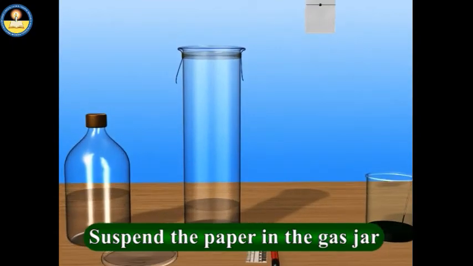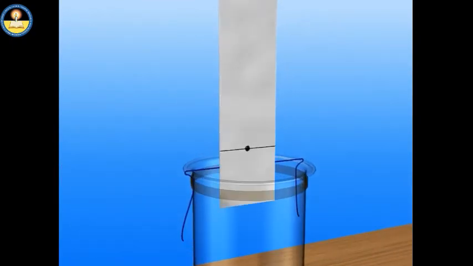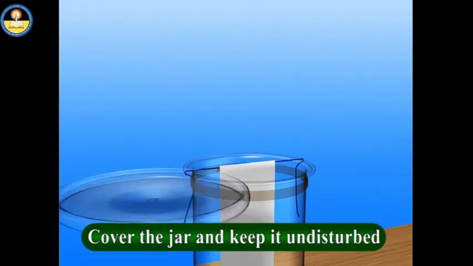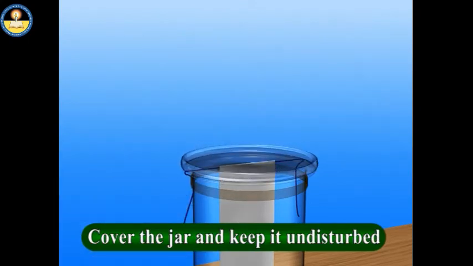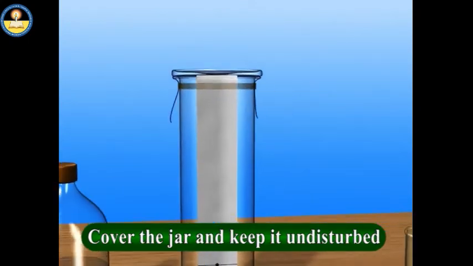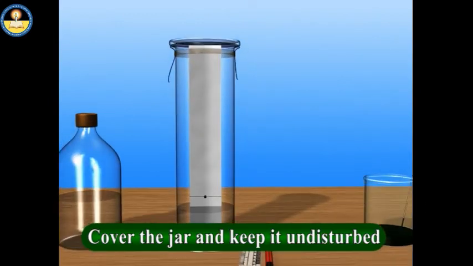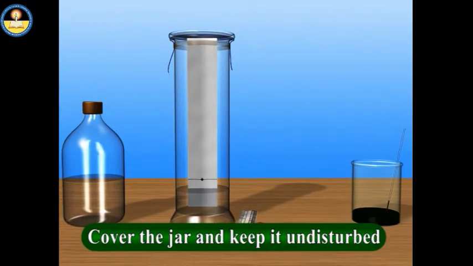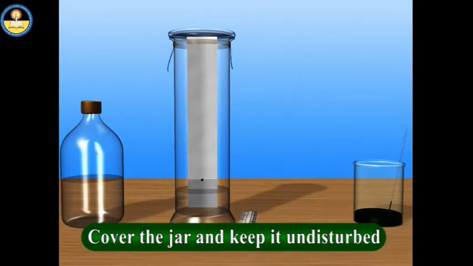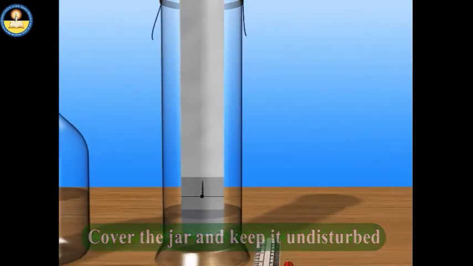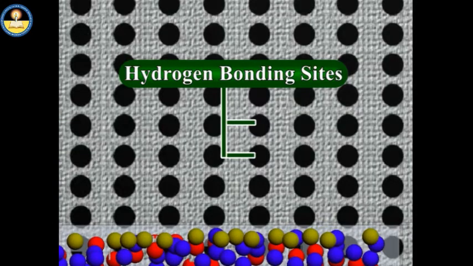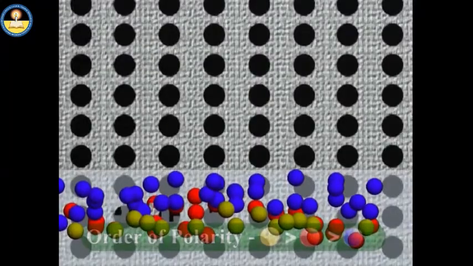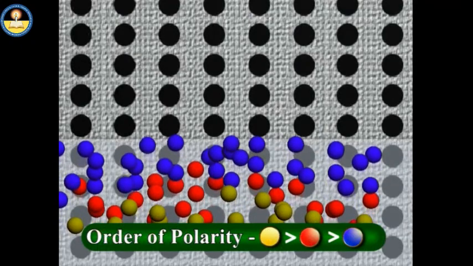Lower the filter paper into a jar containing water, so that the drop of ink on the paper is just above the water level, as shown, and leave it undisturbed. Watch carefully as the water rises up on the filter paper. As the water rises up, it will take the different dyes of the black ink along with it.